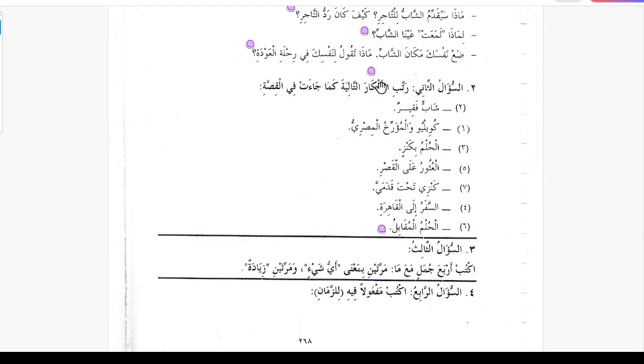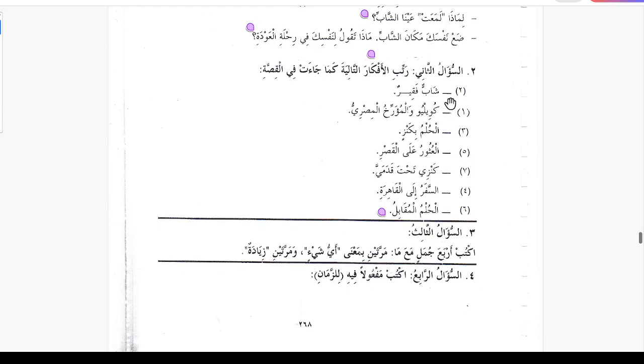Question number 2, Rattibil Afkara Ataliyata, organize the following ideas as they have come in the story. So the different ideas are given, not in proper order, we have to put them in proper order.